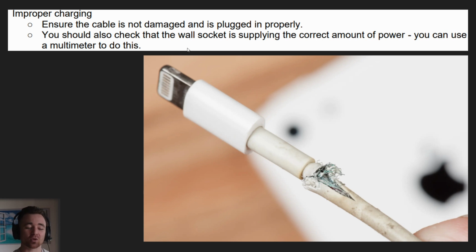You should also check that the wall socket is supplying the correct amount of power. You can use a multimeter to do this. That's popped up a few times across these videos, right? So a multimeter is key. You need to know what that does. You're measuring the power output coming out of the wall outlet, making sure there's actually power coming out of there in the first place.